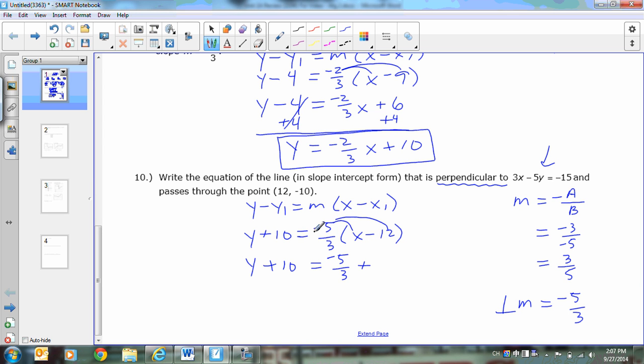And then let's think about this. I need 5/3 of 12. Well, 1/3 of 12 is 4, right? But we don't want 1/3. We want 5 of those. 5 times 4 is 20. All right, and then the last step is let's subtract 10 from both sides to get this equation solved for y, and our final answer is y is equal to negative 5/3. Whoops, I'm missing an x right here. I hope you caught that mistake. Negative 5/3 x plus 20 minus 10 is 10.